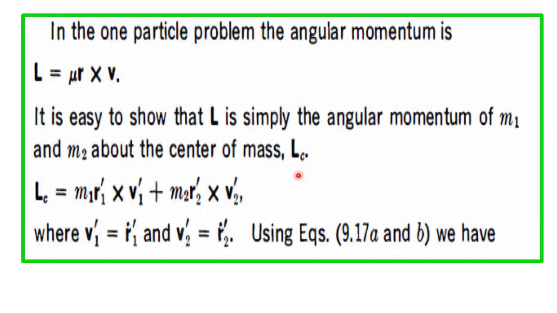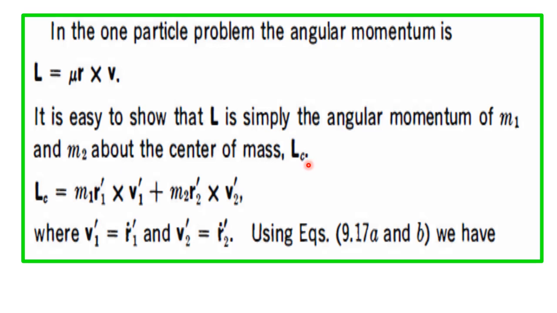In this slide we can see that the angular momentum of the one particle problem is L equal to mu r cross V, and this L is simply the angular momentum of M1 and M2 about the center of mass, LC. That is, LC is the angular momentum about the center of mass.